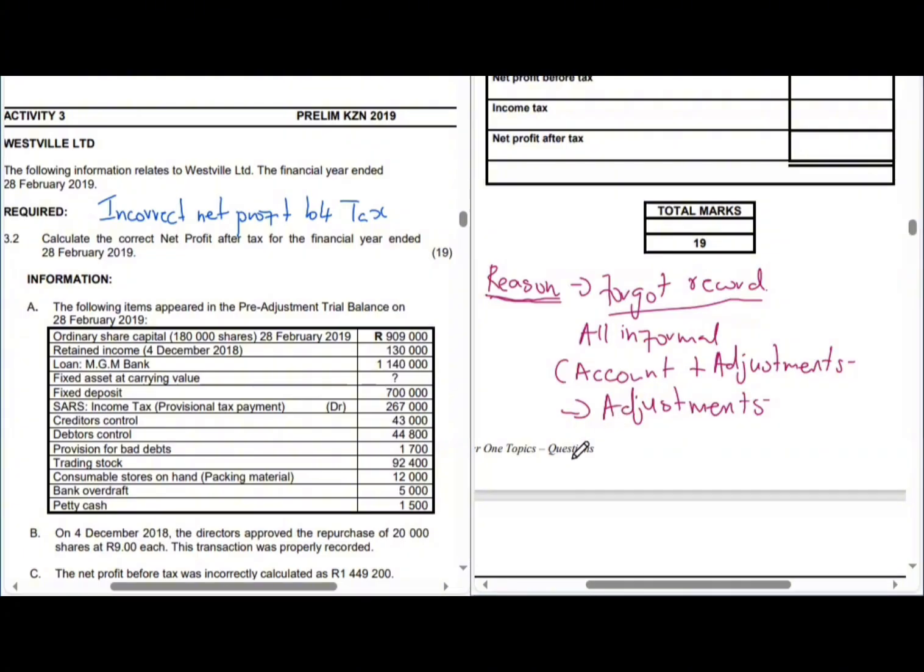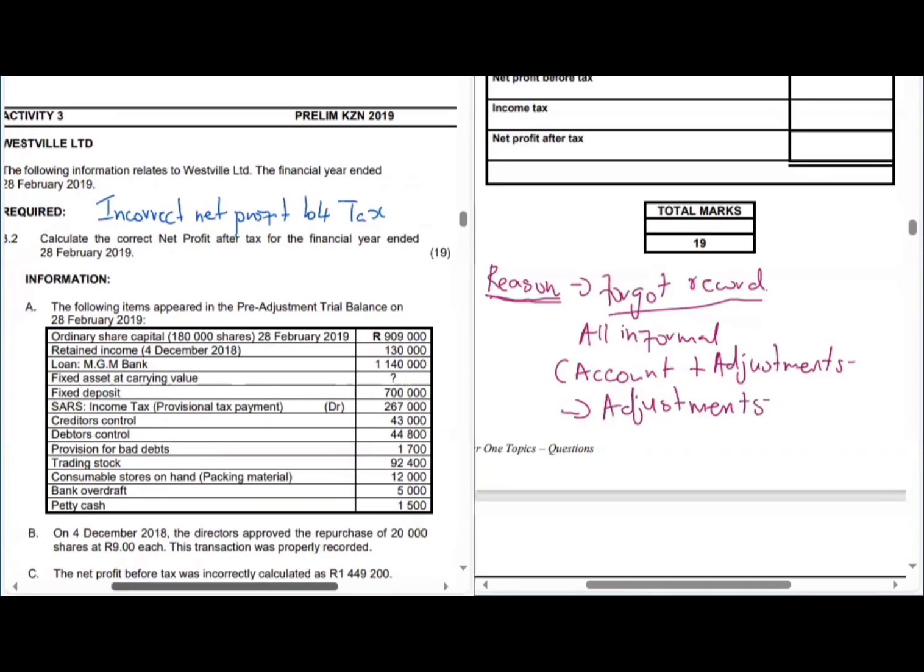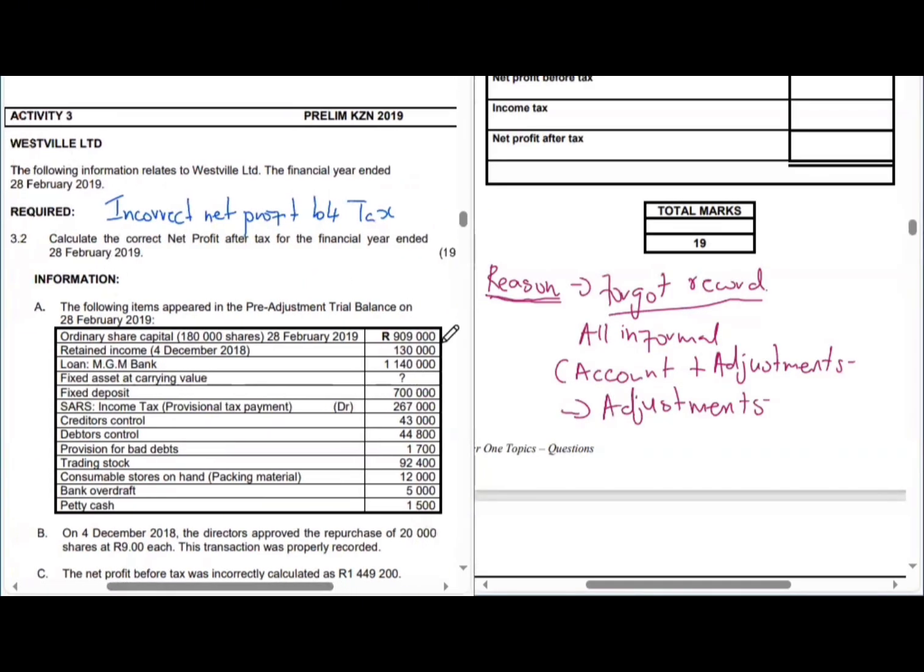So for example, let's take a look at our activity. It says Westville Ltd. And then the following information relates to Westville Ltd. The financial year ended 28 February 2019. So guys, all the time we need to have our timeline. So basically this will be our timeline. And then our financial year ended when?